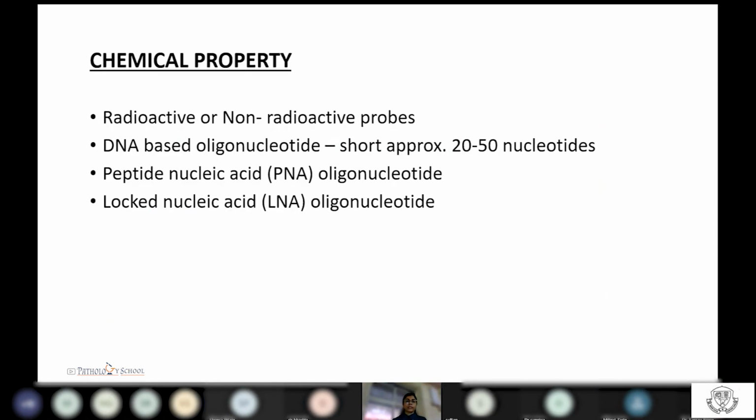So, chemical property: initially it started with radioactive probes. It later shifted to non-radioactive, and then it went to DNA-based oligonucleotides, which are 20 to 50 nucleotides. And lastly, the latest ones are your peptide nucleic acid oligonucleotide and your locked nucleic acid oligonucleotide. Both of these are thermally more stable and require shorter hybridization time.